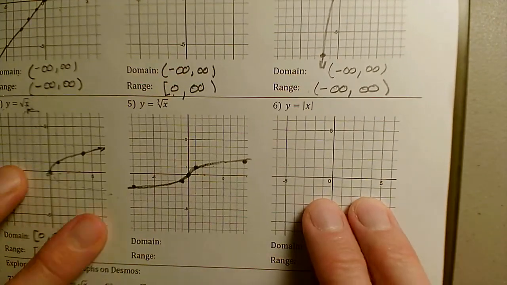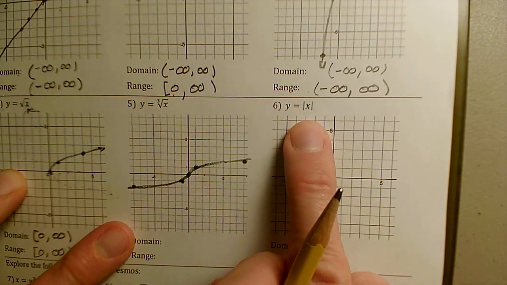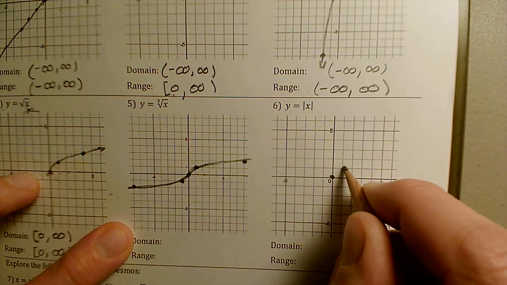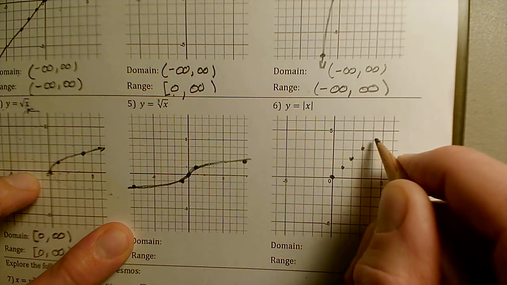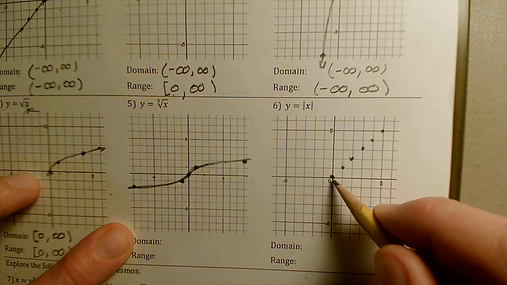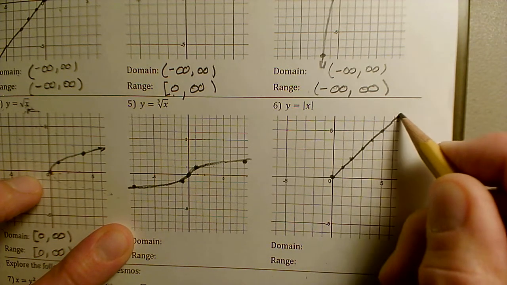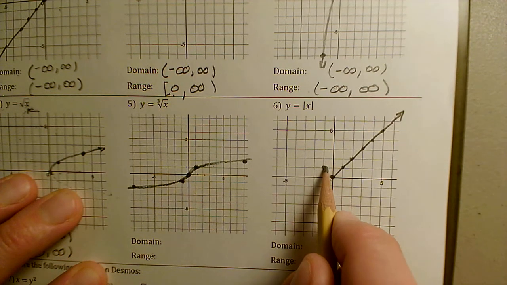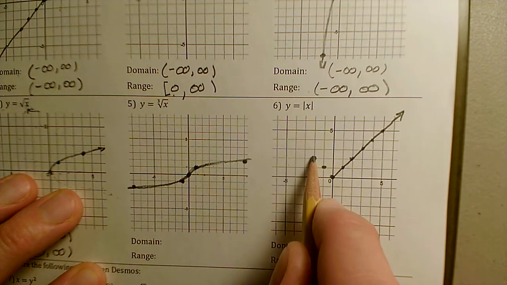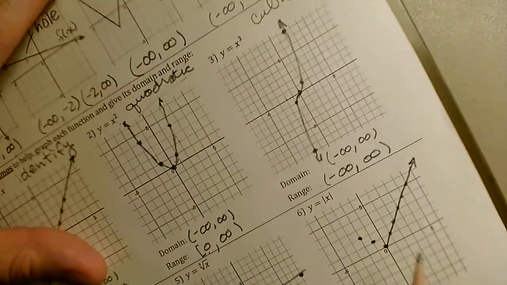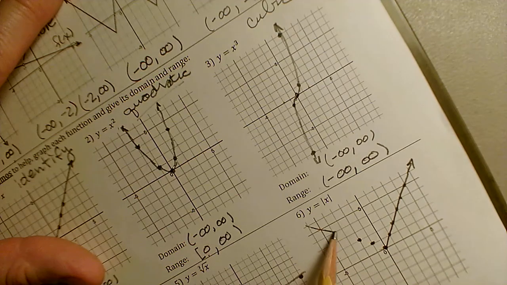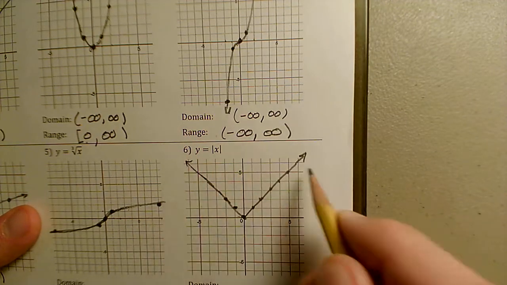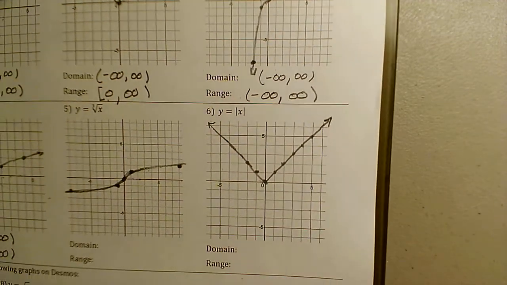All right, and then this last one is the absolute value function. So again, 0, absolute value of 0 is 0, 1, 2, 3, 4, right? So it looks a lot like the identity function when x is positive, but when x is negative, the absolute value of -1 is 1. Absolute value of -2 is +2, and so on. So this looks, let me sketch this in. Looks like the negative identity when x is negative, but positive identity when x is positive.